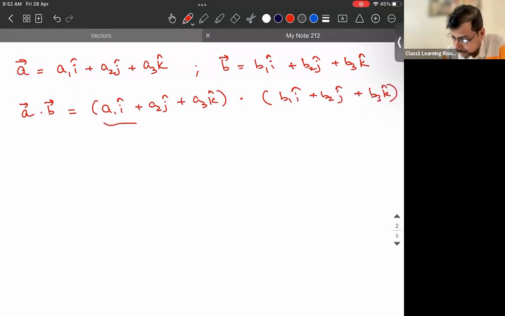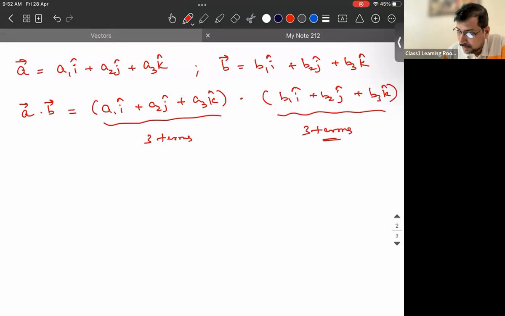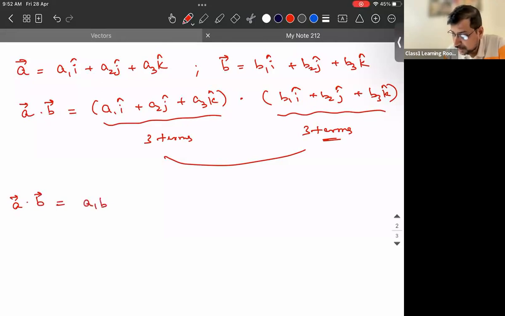Right. So here you have three terms, and here you have three terms. Now, if you multiply these three terms with these three terms, what are you going to get? You're going to get 9 terms, right? So what are those 9 terms going to be? If I take A vector dot B vector, it is going to be A1 into B1 into I cap dot I cap.